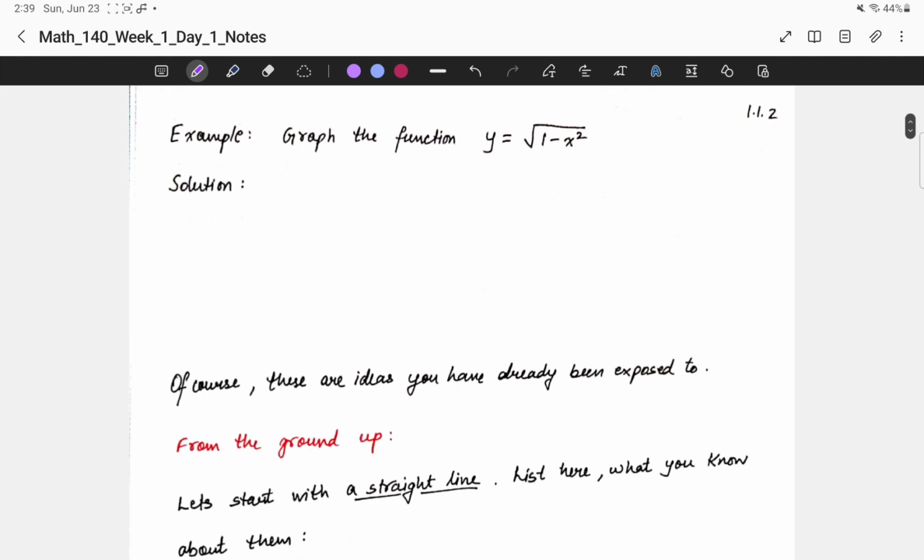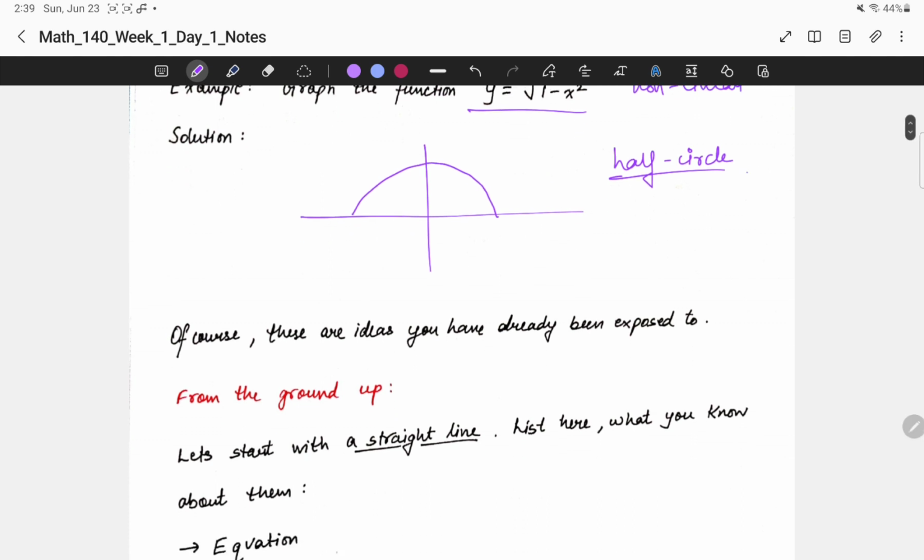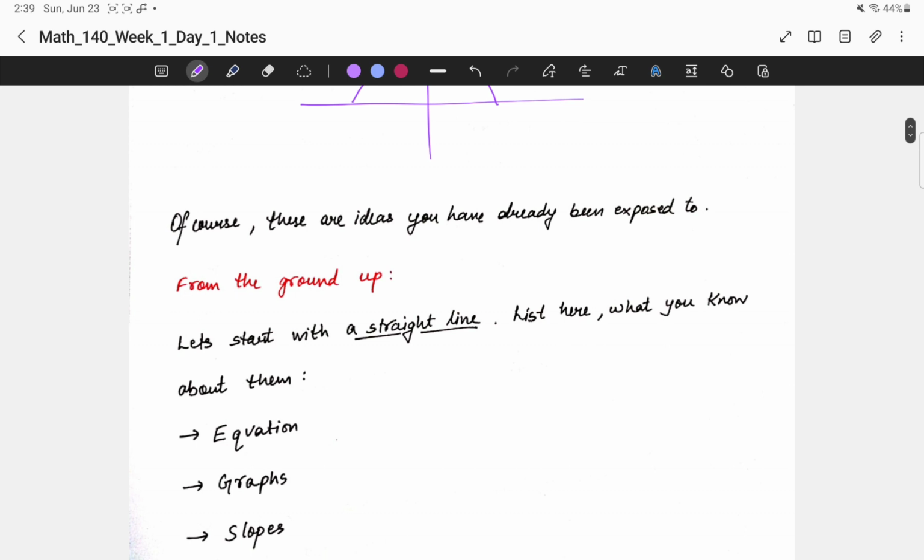Now, you may not always have a linear relationship. Right? For example, graph this function. Now, I'm going to give you the solution. The solution looks like that, which is half of a circle. And these are ideas that you have already been exposed to. So let's look at what can we build with these objects.